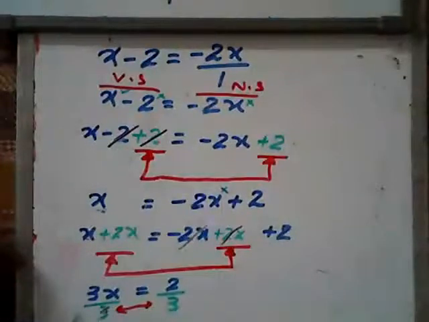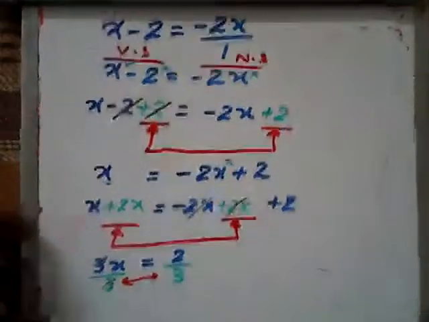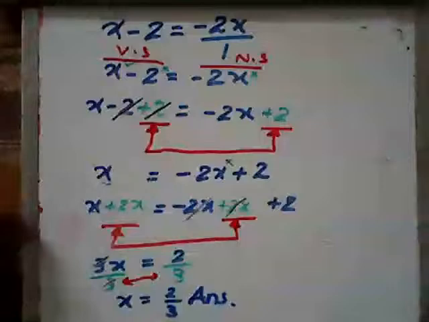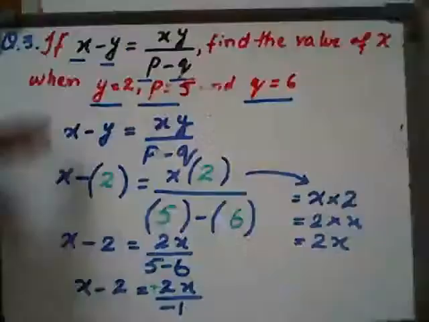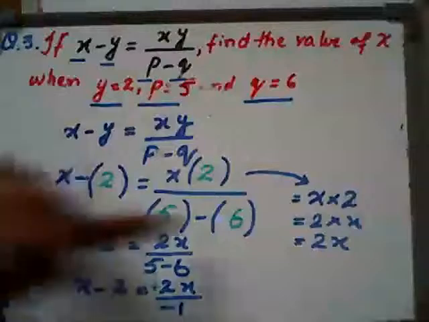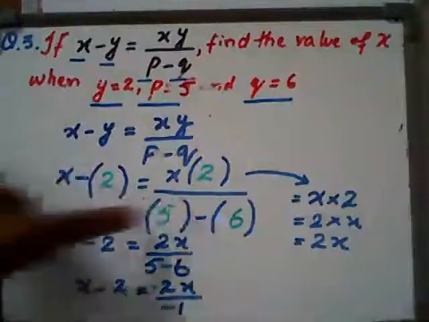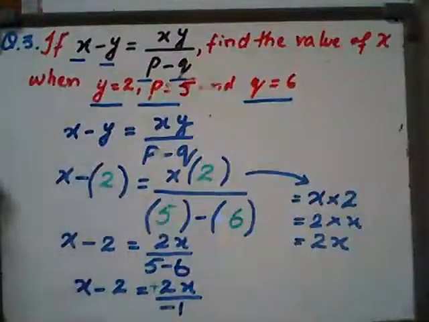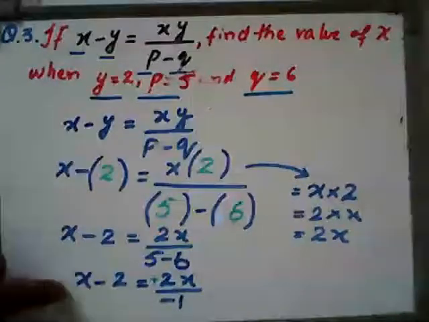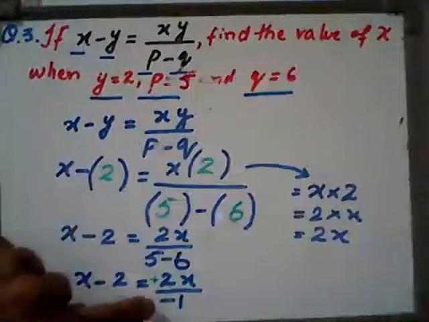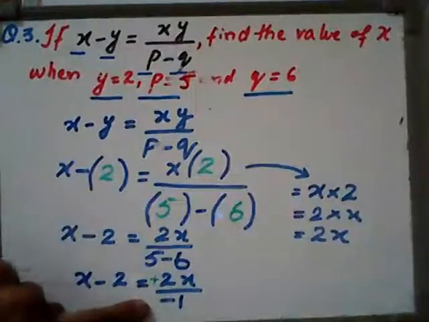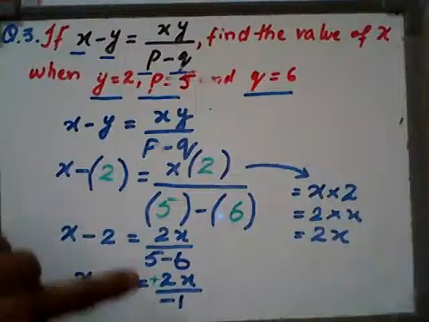So the 3 cancels, only x remains, so we can say that x is equal to 2 over 3. In this equation, first we put the values and solve the brackets, and after the brackets we saw that x minus 2 is equal to 2x divided by minus 1. Whenever a minus sign comes in the denominator, we convert this minus sign into the numerator.